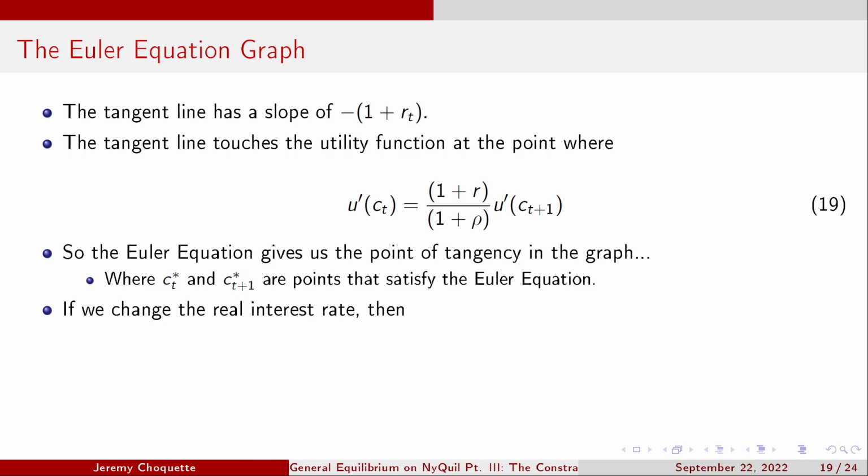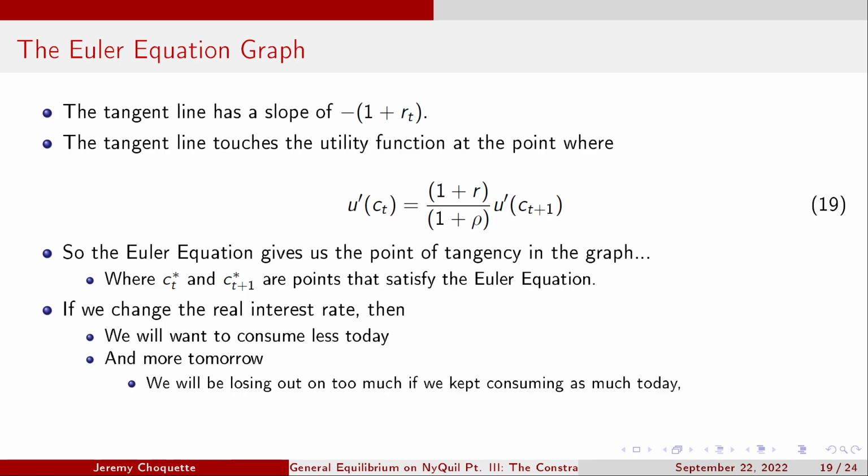Now, if you were to change the interest rate, what would happen? Well, you would be changing the slope of that budget constraint, right? Say you increase the interest rate. You'll want to consume less today, and you'll want to consume more tomorrow.